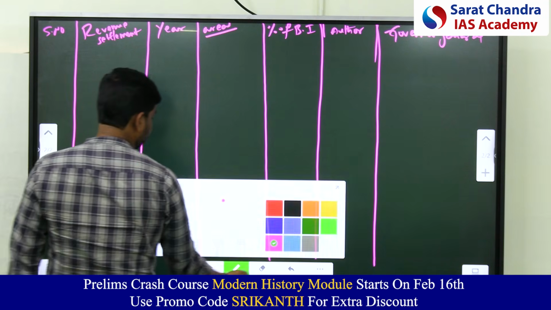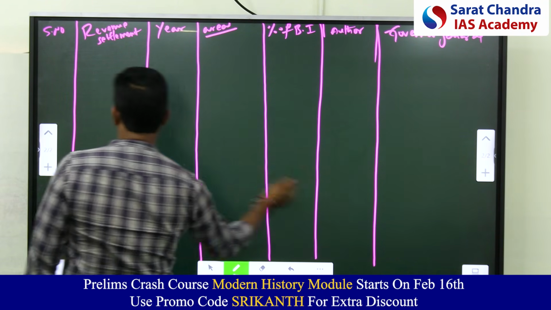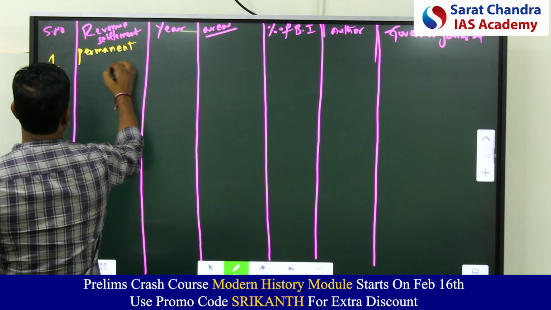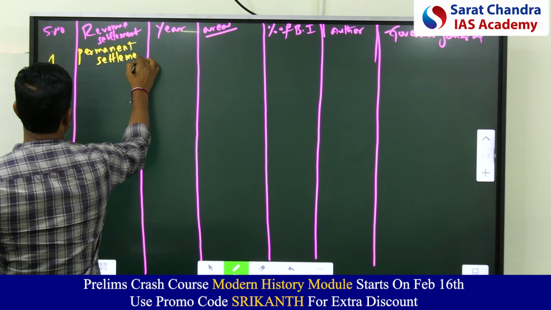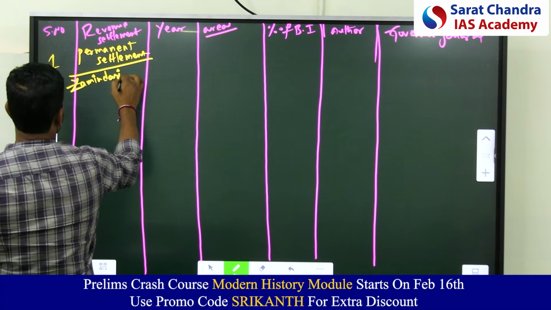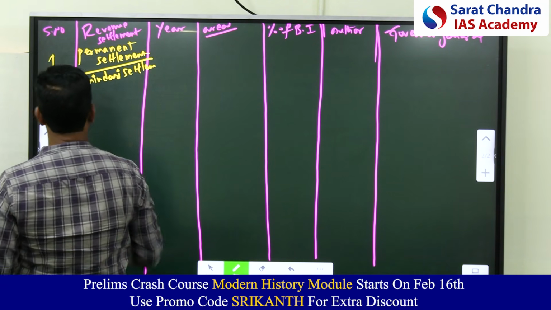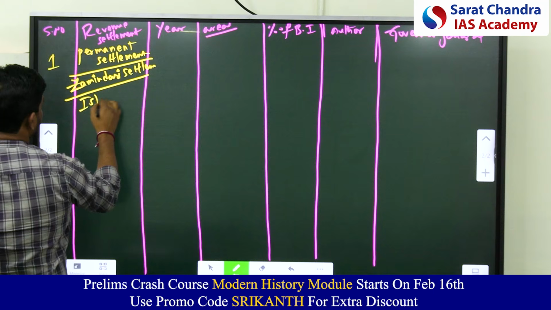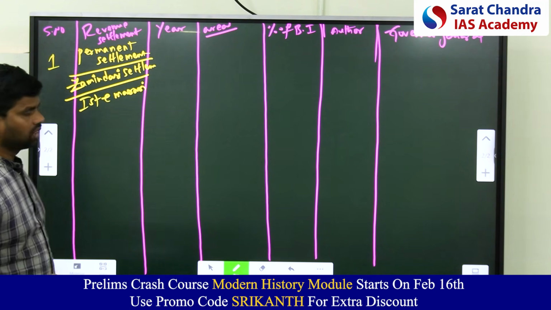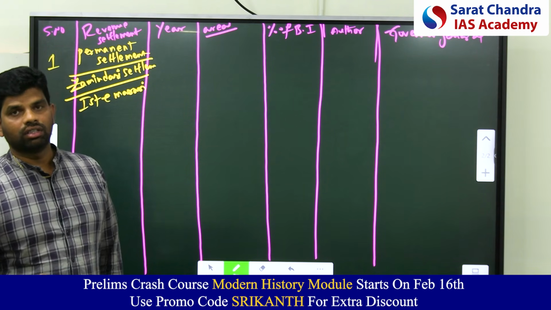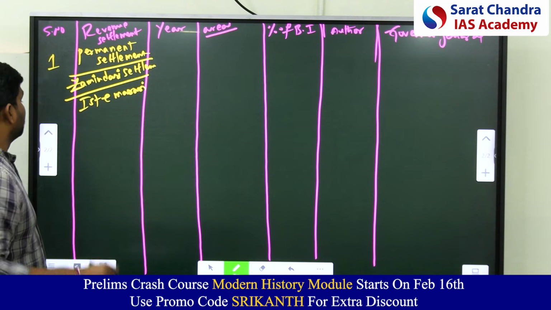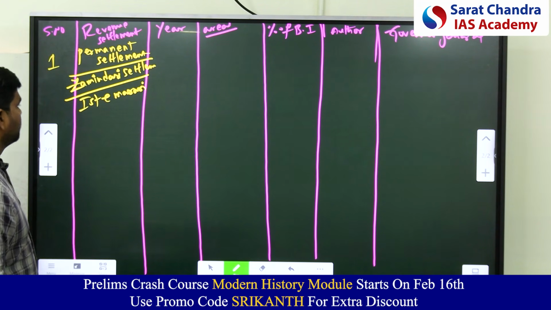The first revenue settlement implemented by the British in India is the Permanent Settlement, which is also known as the Zamindari Settlement. Its official name is Istimrari, which is actually a Hindi word derived from the Persian word. Istimrari literally means permanent, perpetual.